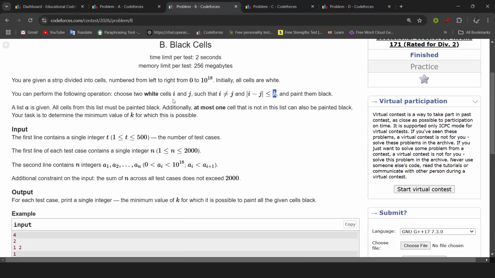and paint them black. A list A is given. All cells from this list must be painted black. Additionally, at most one cell that is not in the list can also be painted black. Your task is to determine the minimum value of k for which this is possible.